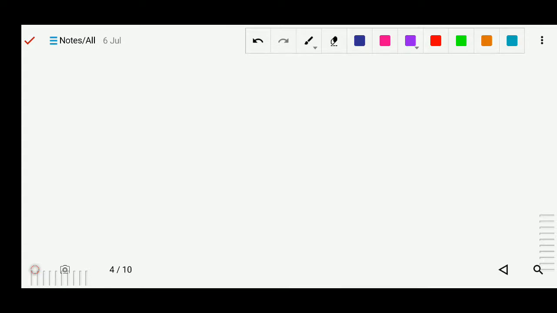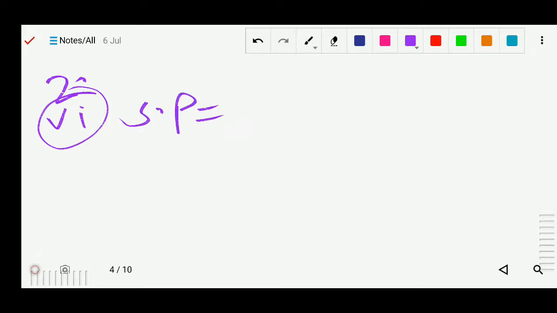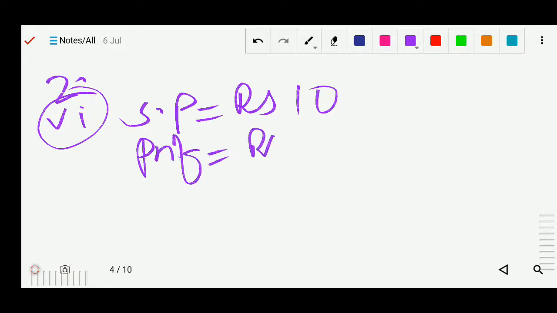So question number 6, same as question number 2. Here the selling price is given. What is the selling price? Rupees 10. And the profit is given, not the cost price. Profit is given. What is the profit? Rupees 2.